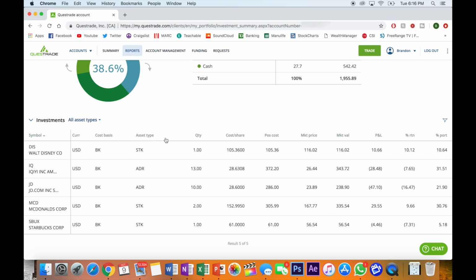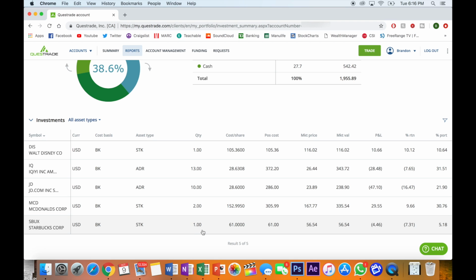Now, to the right of this category, we have the quantity. And what this is telling us is the quantity of shares that we own. So I currently own 1 share of Disney. I own 13 shares of iQIYI, 10 of JD.com, 2 shares of McDonald's, and 1 share of Starbucks.